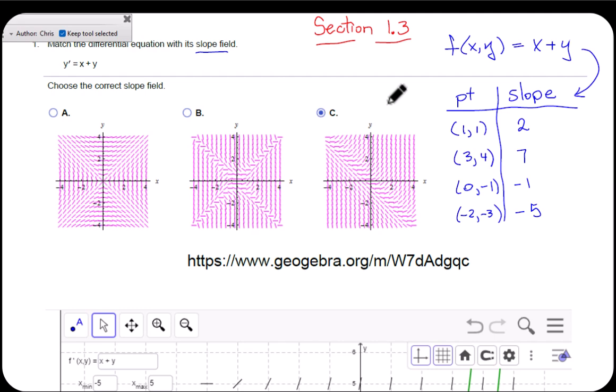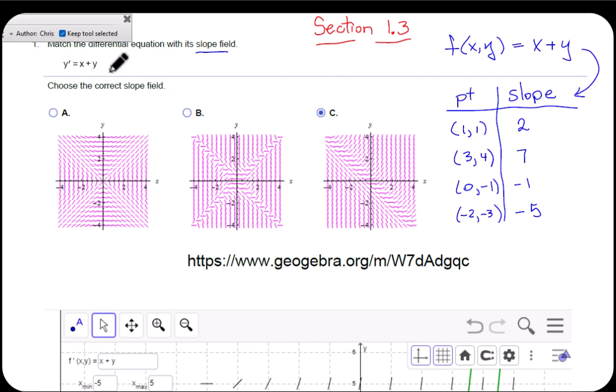All right, welcome to section 1.3 in differential equations. This particular section is important for a lot of reasons. One is it's very visual, so you get a good feel for what's going on with these differential equations. The thing that you see there on the right, y prime equals x plus y.